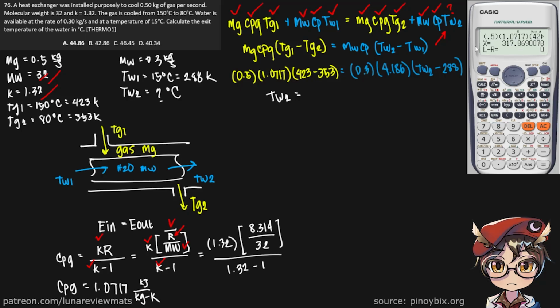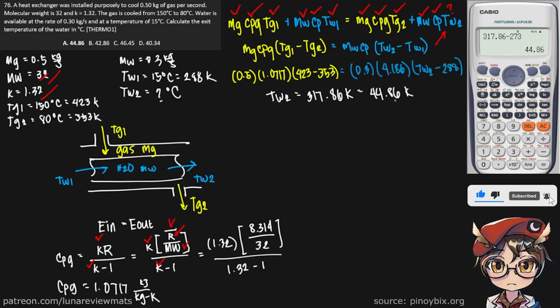And we get a value of 317.86 Kelvin. And all we have to do now is convert this back into degrees C. And we get a value of 44.86 degrees C. And that is our final answer.